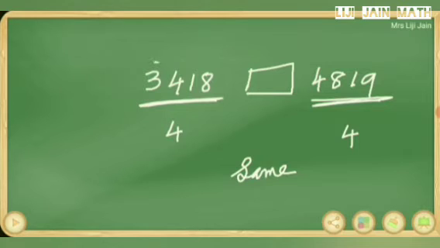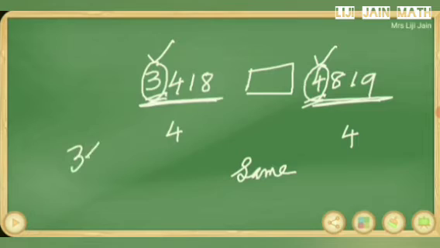Here which one is the first digit? 3 is the first digit of this number. Here which is the first digit? 4 is the first digit of this number. Now we have to compare these two digits. Here the digit is 3, here the digit is 4. Which one is greater? We all know 4 is greater than 3, or 3 is less than 4.